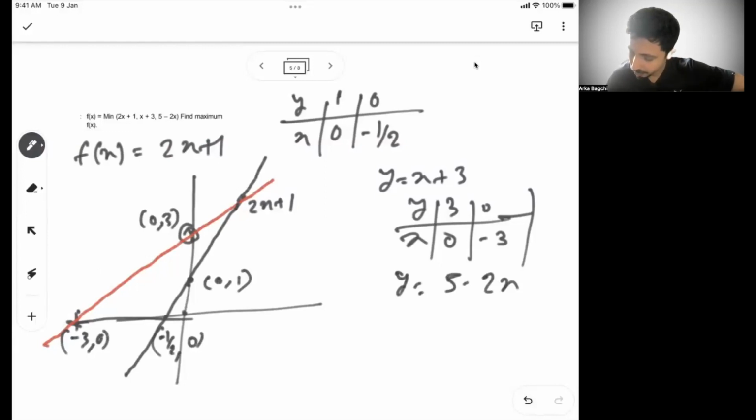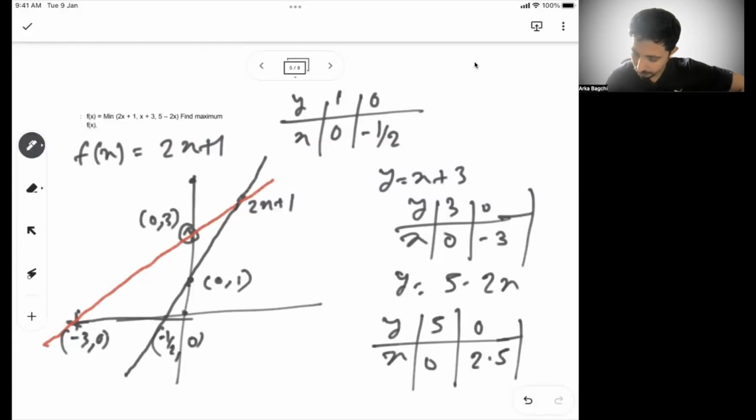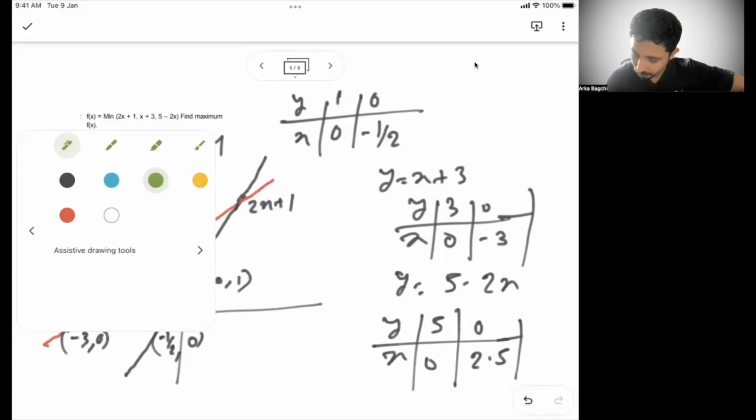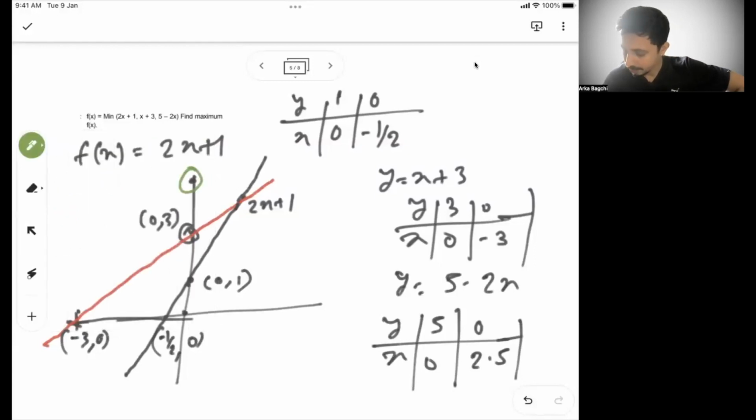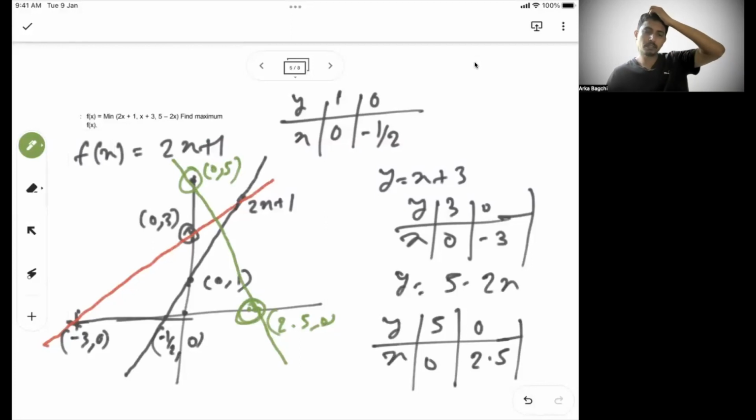Now if I see this carefully, x is 0 when y is 5, and when y is 0, x is 2.5. So when x is 0, y is 5, so let's say somewhere here, and when y is 0, x is 2.5, so this is somewhere here. The line will go like this. So let's say this is 2.5. Okay. So this is 2.5 comma 0 and this is 0 comma 5, right? So these are the three lines you have.